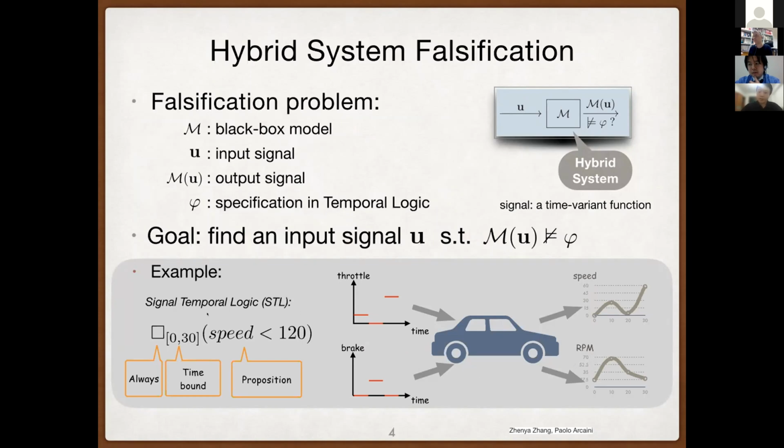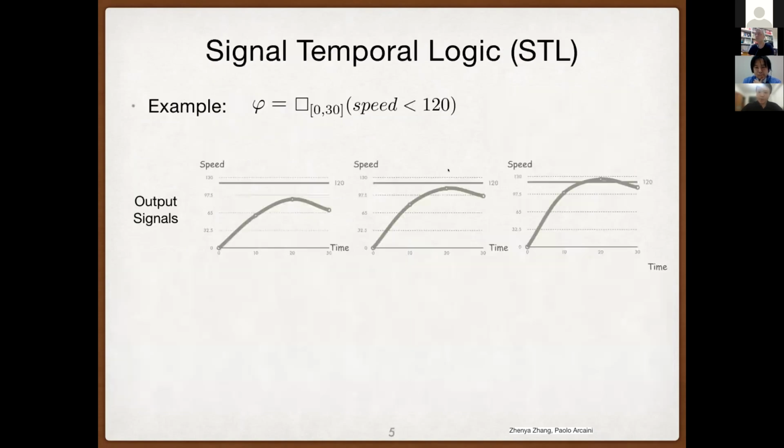They usually use signal temporal logic, and this is an example. It says that always within this time bound, the speed is below 120. Falsification is based on the semantics of signal temporal logic, so let me use this simple example to illustrate. Suppose we have three different signals about speed and time. The first two signals satisfy this property, while the last one violates it. That is the Boolean satisfaction of these signals to the property: true, true, and false.